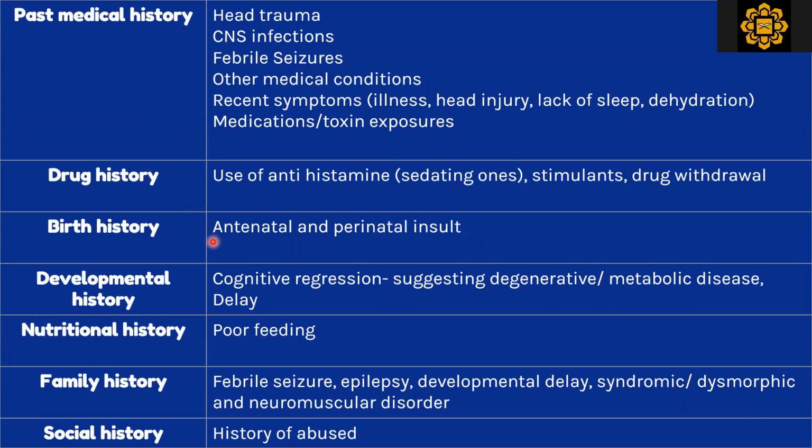For the birth history, is there any problem during the birth? Is there any difficulty? So we need to know about that. And then the developmental history, because some seizures can delay the development. So the developmental history is really important. We want to know the current condition of the patient. And then for social history, things like abuse are really important. Family history, you need to ask all of this.